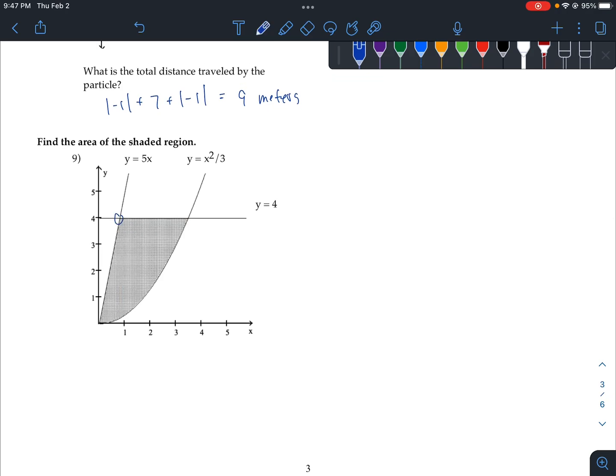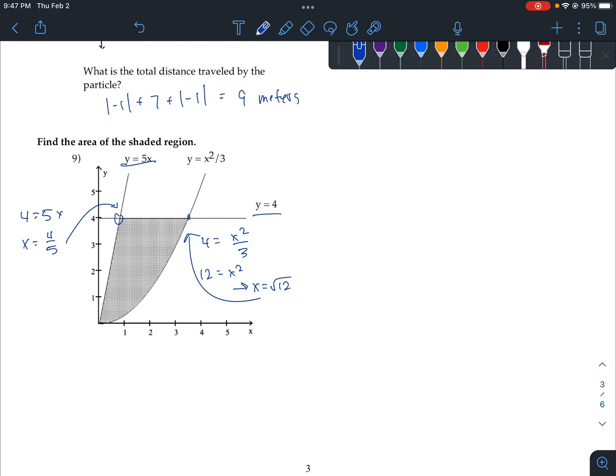So this is the intersection of these two functions. So when does 4 equal 5x? So that's going to be x is equal to 4/5. So that's where this is occurring. And then here, this is when 4 is equal to x squared over 3. So that's 12 is equal to x squared. So that's when x is equal to the square root of 12. So that's where that is happening right there.